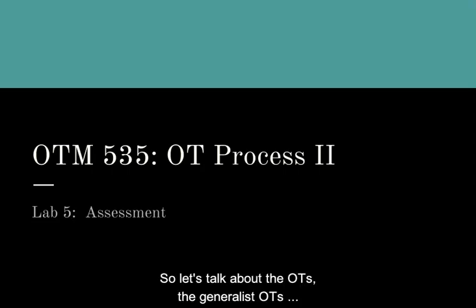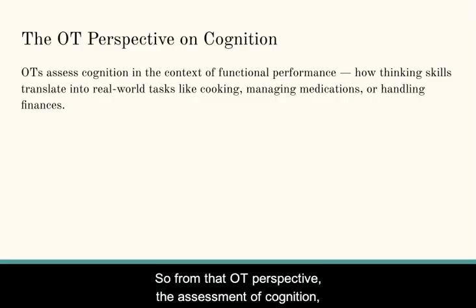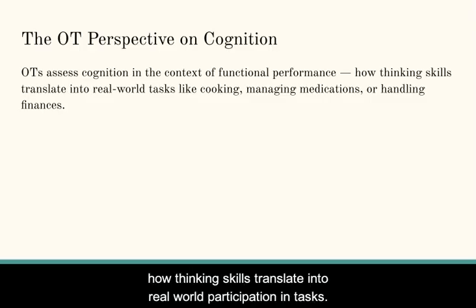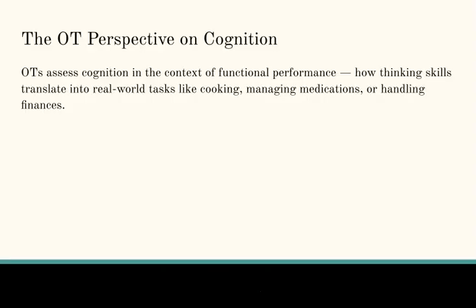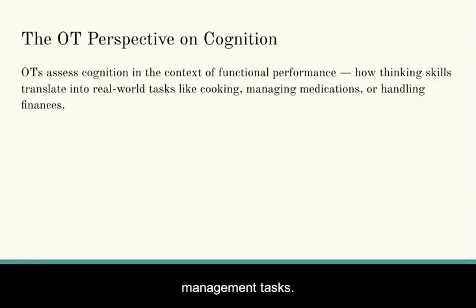So let's talk about the OT's, the generalist OT's perspective on the assessment of vision and cognition, or cognition and vision. So from that OT perspective, the assessment of cognition, we are really looking at that functional context, how thinking skills translate into real world participation in tasks. So for example, cooking, managing medications, handling finances, being in the classroom, being at a job, performing simple home management tasks.